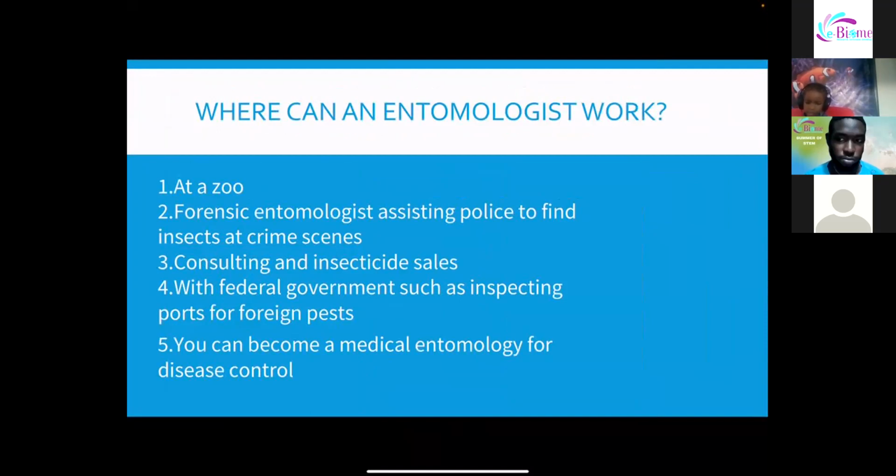You can become a consultant and do insecticide sales. You can work with the federal government, such as inspecting ports for foreign pests. And you can become a medical entomologist for disease control. So there are many different niches that you can get into. Sometimes you need to create your own niche.